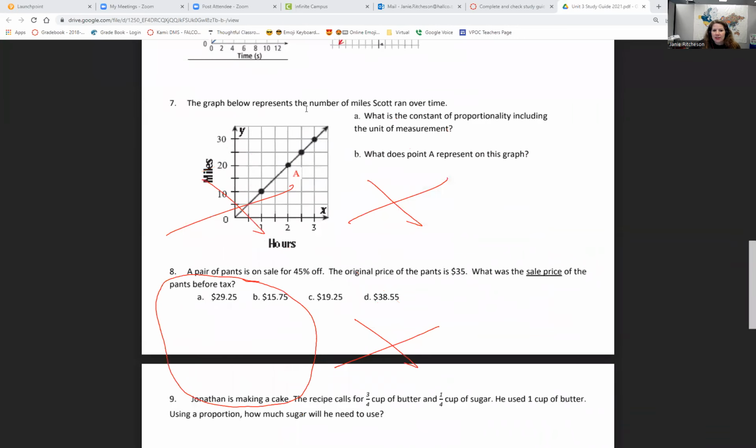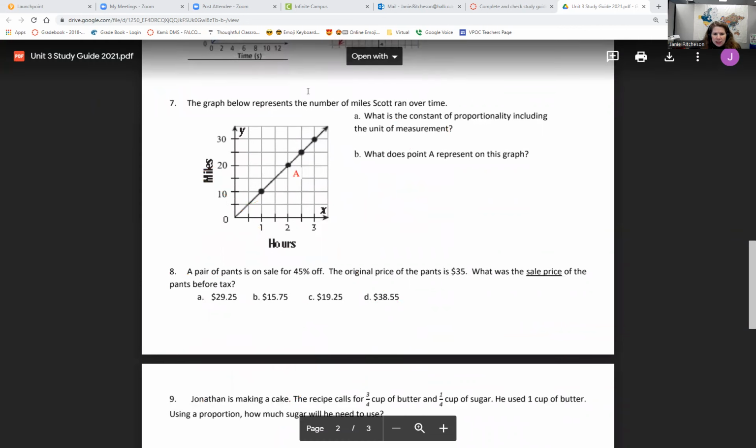Number 7. The graph below shows the number of miles Scott ran over time. What is the constant of proportionality? Well, how much for 1? 1 hour, he ran 10 miles. 2 hours, he ran 20 miles. 3 hours, he ran 30 miles. So the constant of proportionality is 10.